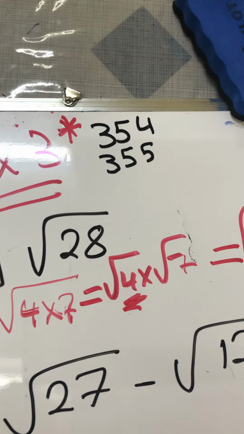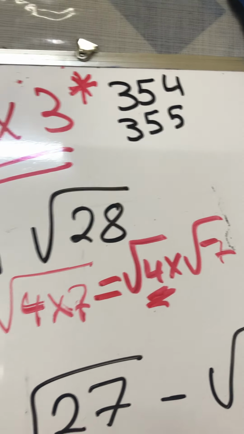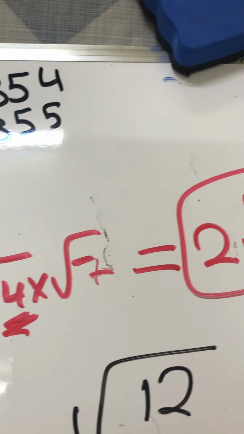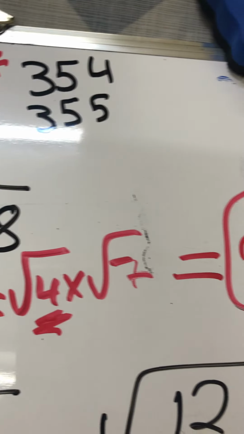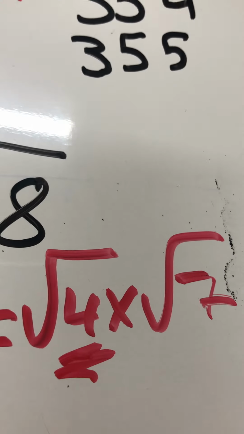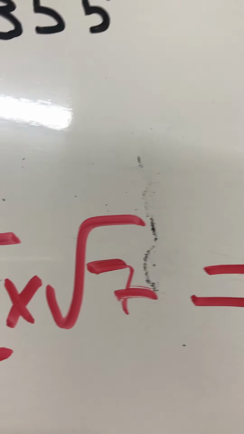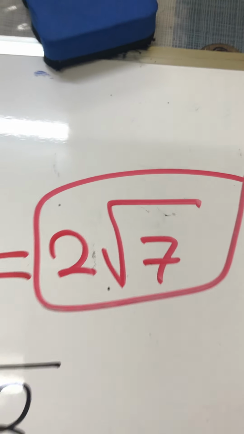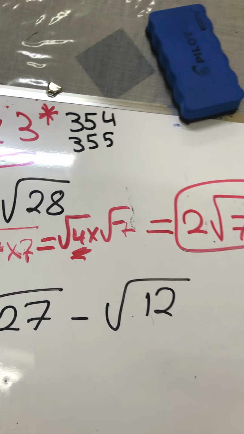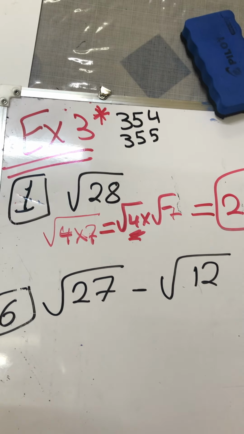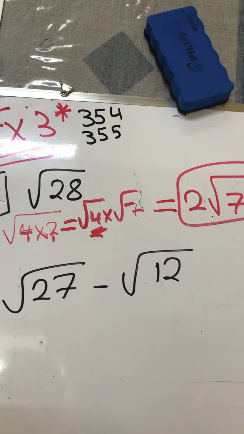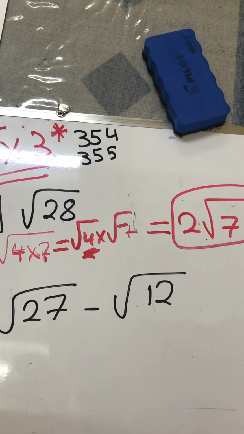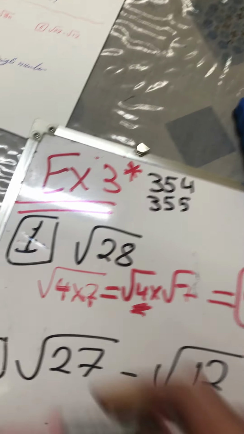So again, square root of 28, change it into 4 multiply 7, square root of 4 separately from square root of 7, multiply them with each other. The answer of square root of 4 is 2, and square root of 7 is still the same. So the final answer is 2 square root of 7. Number 1, exercise 3 star, page 354. Yes.